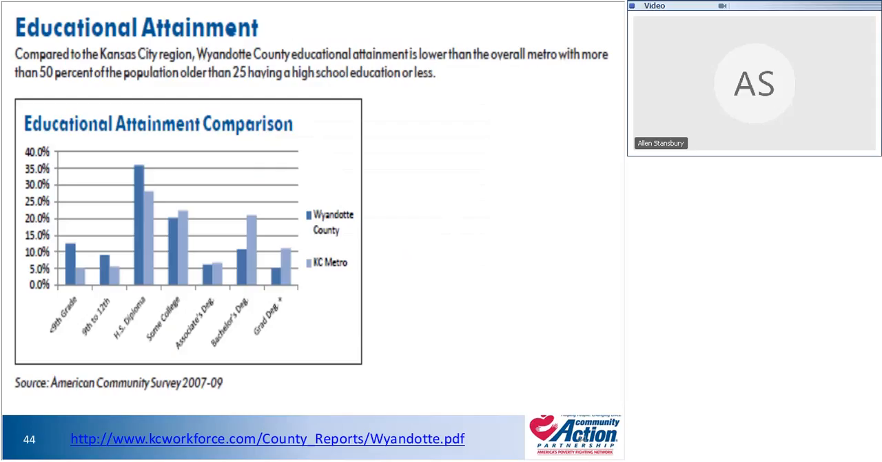Here we show a graph that compares Wyandotte County with the metro area in educational attainment comparison. As you can see, those with a high school diploma have a 35% rate in Wyandotte County with jobs, and in the metro area overall, it's a little over 25%. And over to graduate degrees, not so much. The graduate degrees are on the right here.